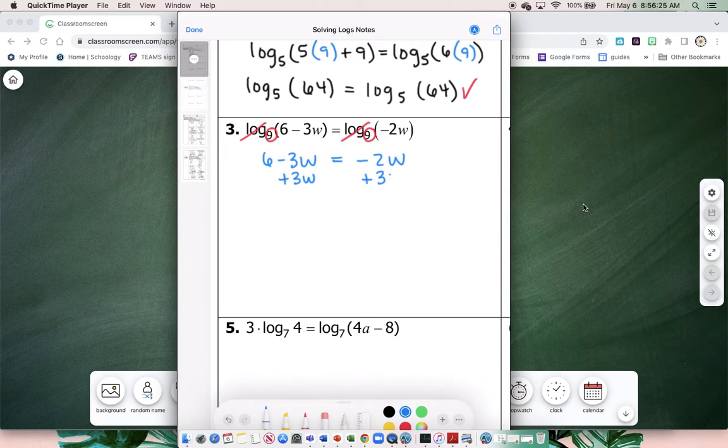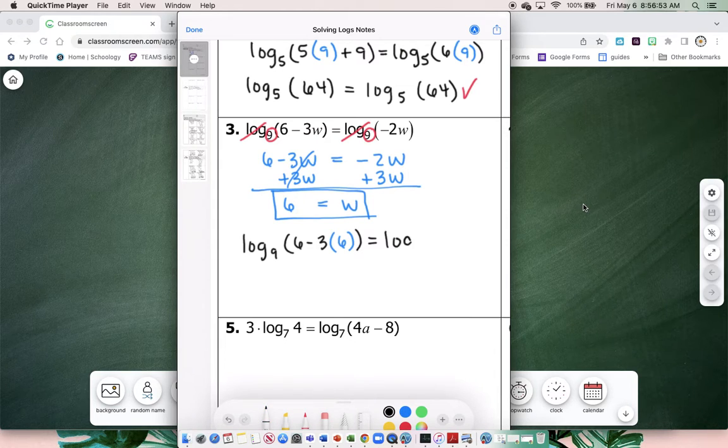So I'm going to add 3w to both sides so that way I can cancel that on the left. And I'm left with 6 on the left is equal to negative 2 plus 3w, which again is just 1w, or w, right? This is a possible solution. I say possible again because you have to check. Don't forget, that's an important step. And you don't have to actually solve the log when you're checking. You're just checking to see if the numbers match up, the numbers inside the parentheses. We've been checking since the beginning of the school year, so you should be okay with checking by now.